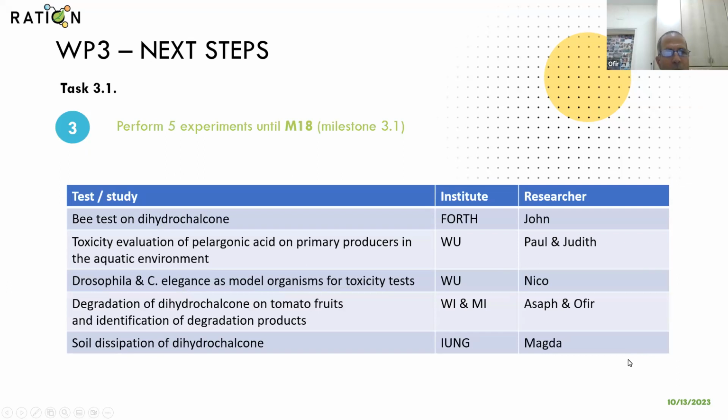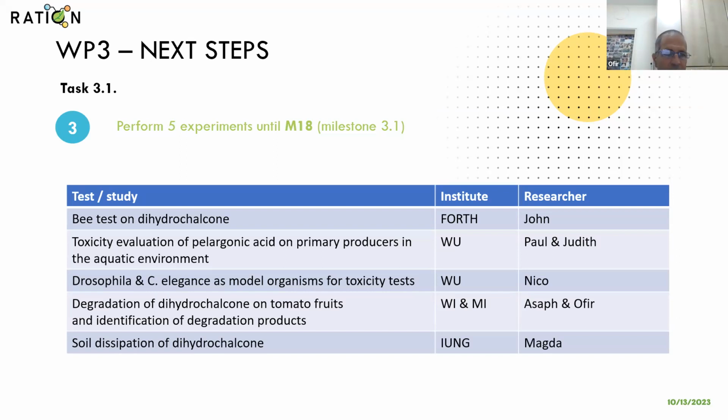So I want to talk a little bit about step number 3, perform 5 experiments until month 18. We have 5 planned experiments that already started or will start very soon. The first is a B test on the hydrochalcone. The second is toxicity evaluation of pelargonic acid on primary producers in the aquatic environment. This experiment, I showed you the results just before.